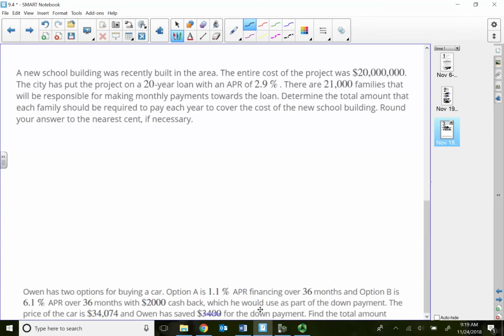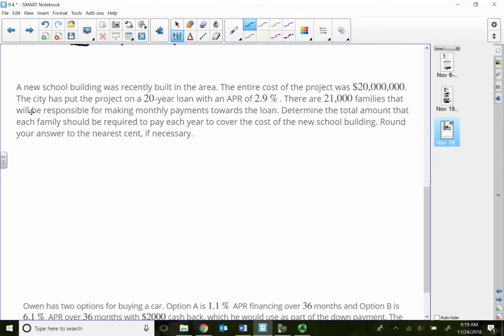Now this one is a pretty big problem. A new school building was recently built in the area. The entire cost of the project was $20 million. The city has put the project on a 20-year loan with an APR of 2.9%. Now, there are 21,000 families that will be responsible for making a monthly payment towards the loan. So determine the total amount each family should be required to pay each year to cover the cost.